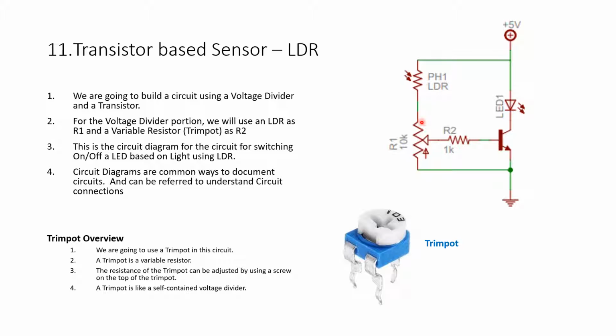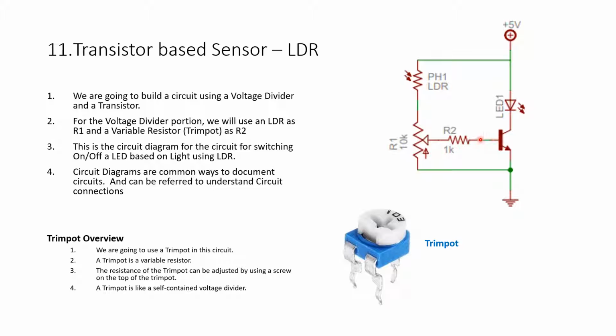The other end of the LDR is connected to a 10K trim pot. This here is a trim pot. One of these two legs of the trim pot is connected to the ground. The middle of the trim pot is the output of the voltage divider, which we connect through a resistor. This is a resistor. We are using it to trigger the base of the transistor.